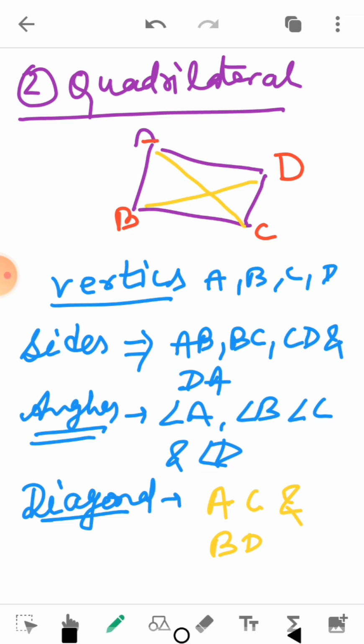Then the quadrilateral has a 4th property. And the sum of all the angles of a quadrilateral is 360 degrees. That is the 5th property of a quadrilateral, which we shall study in the next topic.